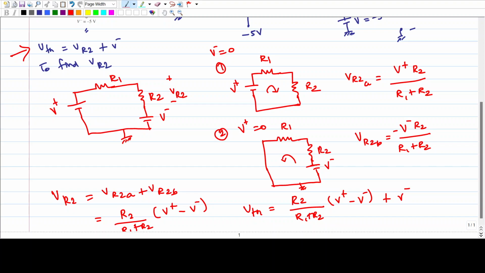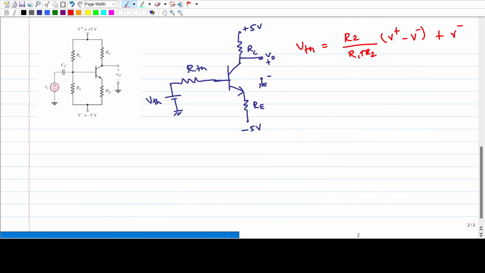Now we got the Thevenin's voltage, and the next is RTH. RTH is R1 R2 divided by R1 plus R2. So we got VTH and RTH.